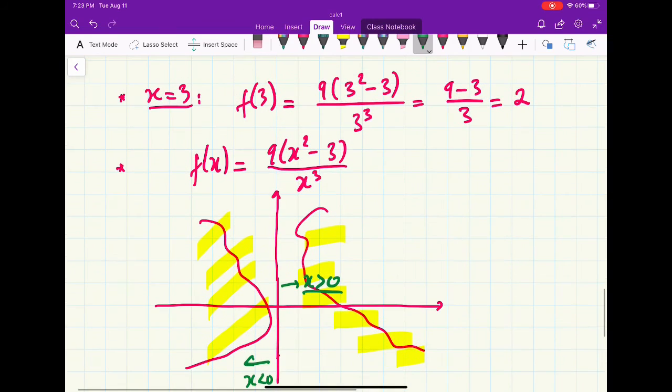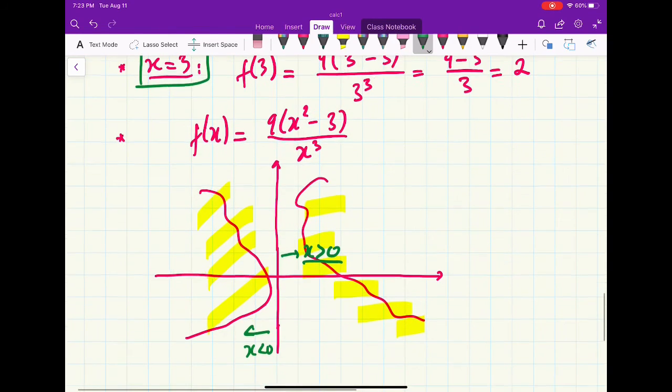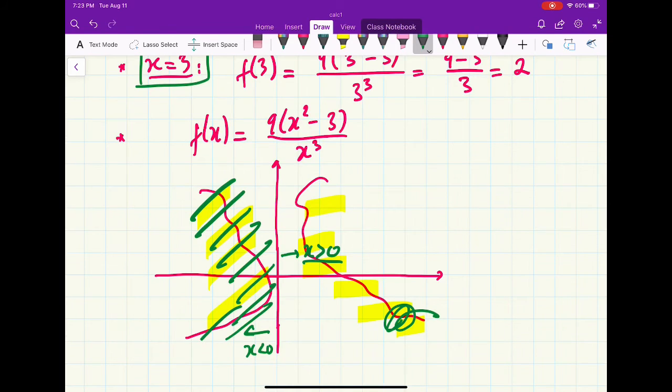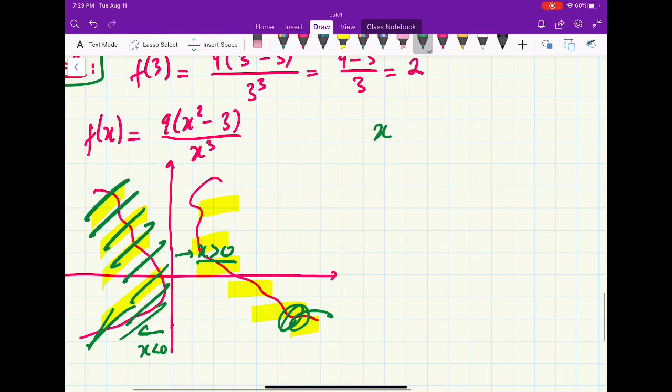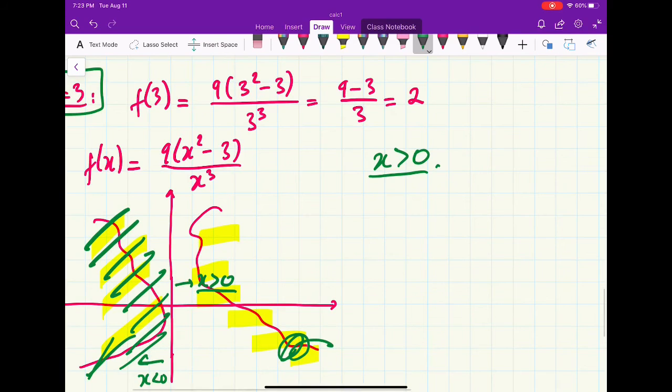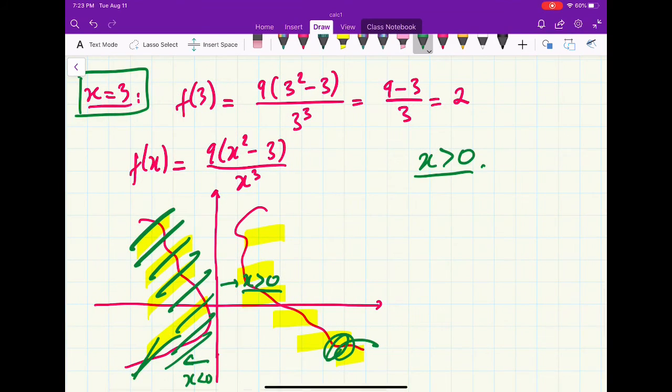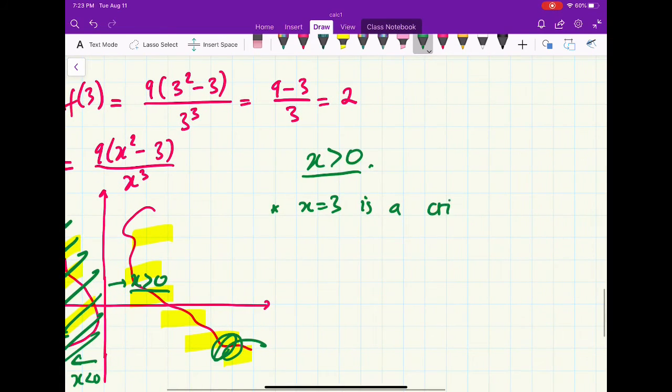And now we are considering x equal to 3, which belongs to this part. So we don't care about this. Actually, we don't care about this at all right now, okay? So let's care about the case when x is greater than 0. All right, and I know that x equal to 3 is a critical point. So I want to see if the function attains a local minimum or maximum at this point.